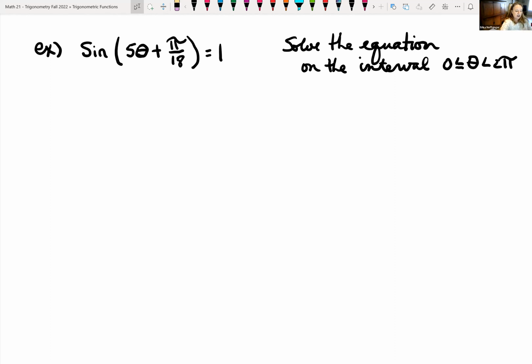So this next equation, I notice my argument is not just theta. I have 5 theta plus pi over 18. So the equation is sine of 5 theta plus pi 18ths is equal to 1. If the argument is not just theta, let's choose some value to equal that. So let a equal this 5 theta plus pi over 18.